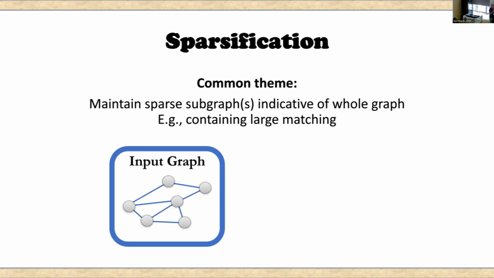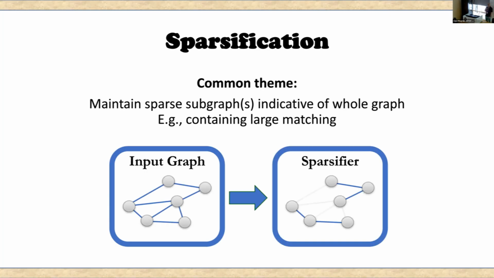Okay. So the figure you should have in mind is you have your input graph, you throw away some edges, and hopefully what's left still contains a large matching. So what we have here, the max matching on the left is 3, and the max matching of the sparsifier is 2. So it's a 3/2 approximate sparsifier.